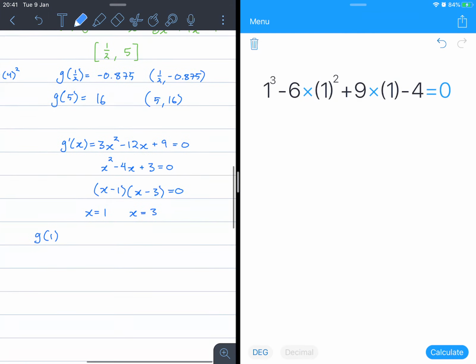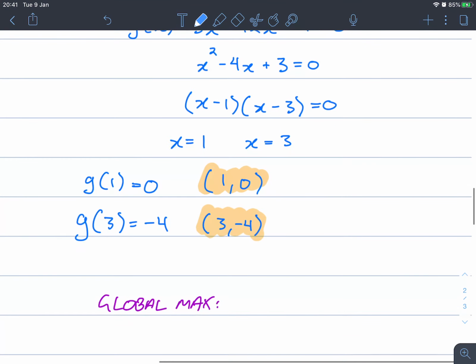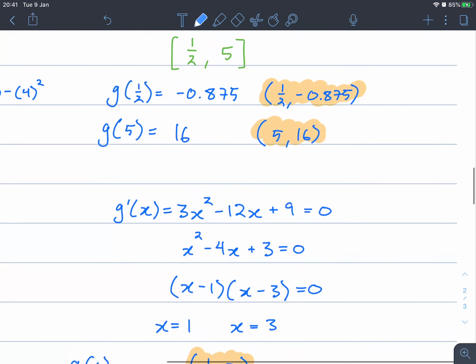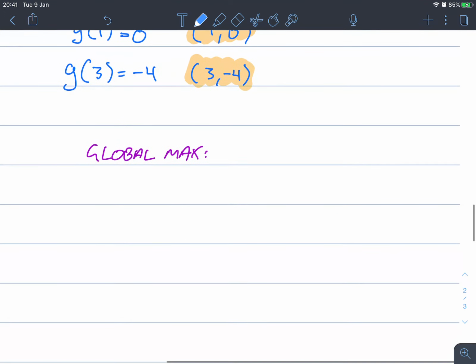Let's highlight all the key points that we need. Now for this, it's slightly harder. Let's do one at a time. Let's do our global max. Let's take a look at all the y values and see which one is the highest one. So negative 4 is low, 0 is higher. Well, it's clearly going to be that one because that is the highest point at 5, 16. So our global max is at 5, 16.